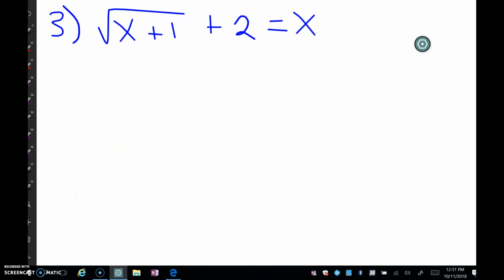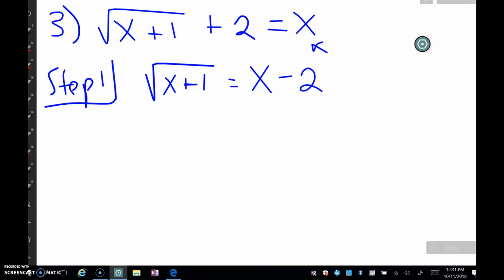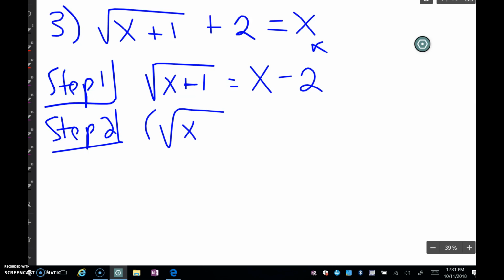This equation is a little bit harder because you have this x on the right-hand side. I still begin the same way. I get my radical by itself. So I'm going to leave the square root of x plus 1 on the left side and bring over my 2. So that makes the right side become x minus 2, and I can't combine those. My step 2 is still the same. I'm going to do my powers to cancel out the square root. So since this is a square root, I'm going to square both sides.